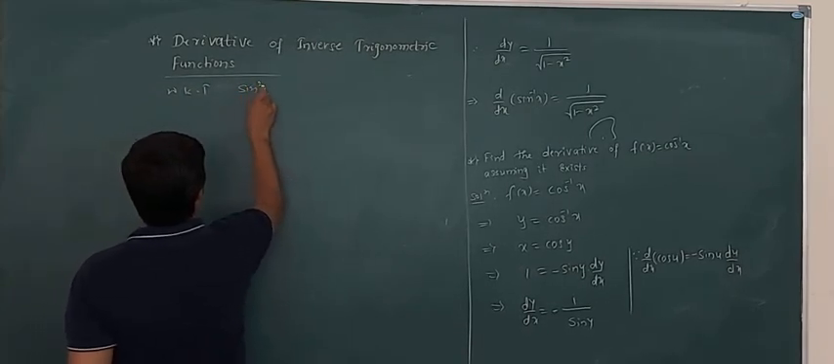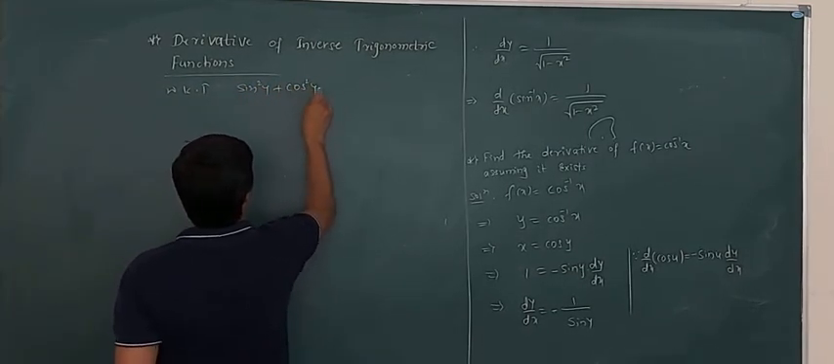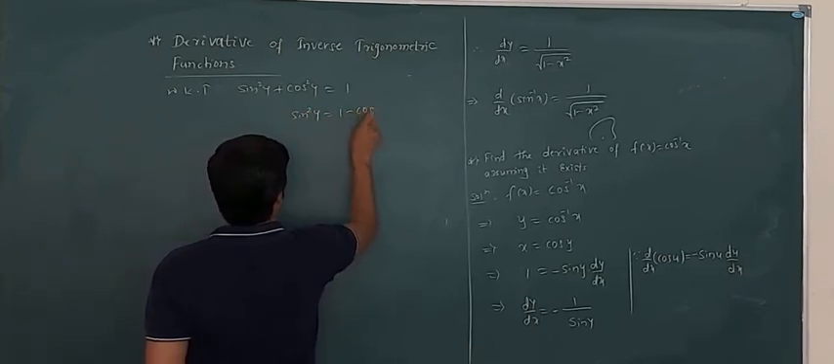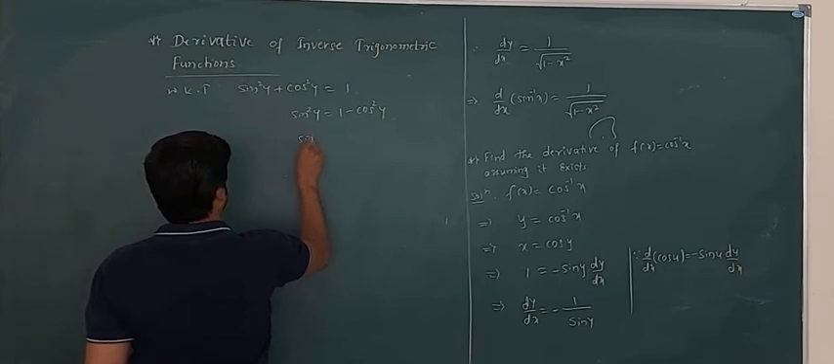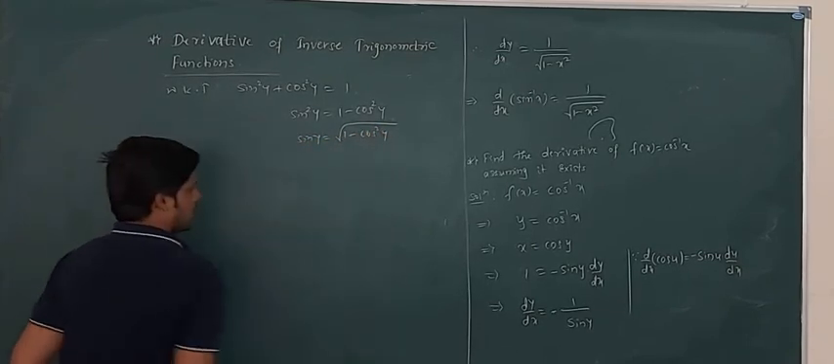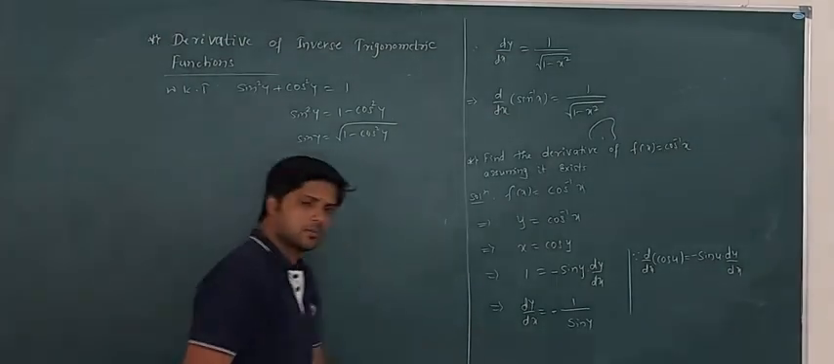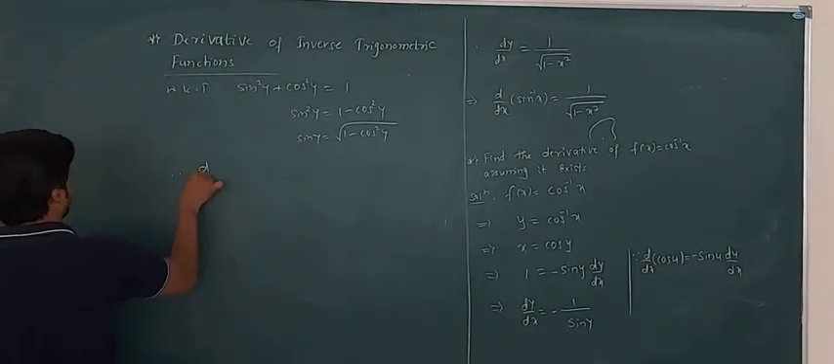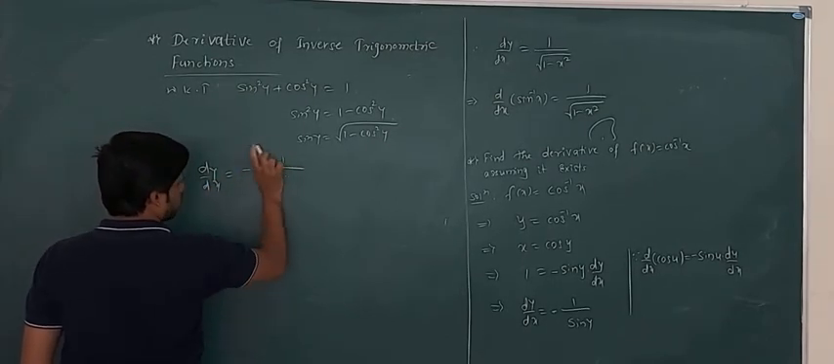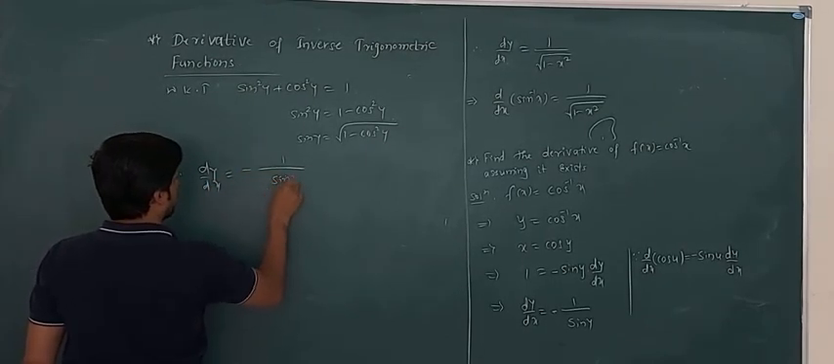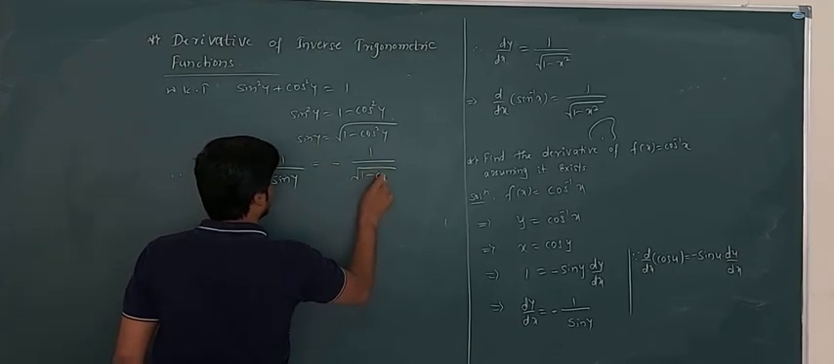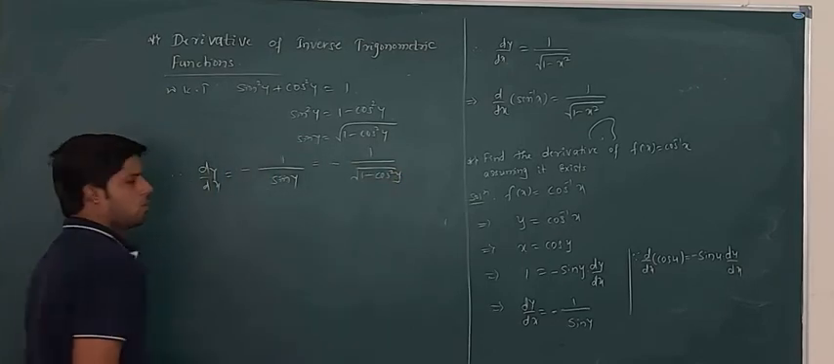And we know that sin square y plus cos square y is equal to 1. Solve for sin square y, we get 1 minus cos square y, or sin y is equal to square root of 1 minus cos square y. So therefore we have dy by dx is equal to minus 1 upon sin y, and we have sin y equal to square root of 1 minus cos square y.